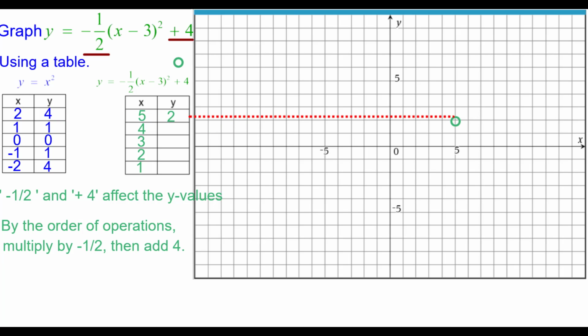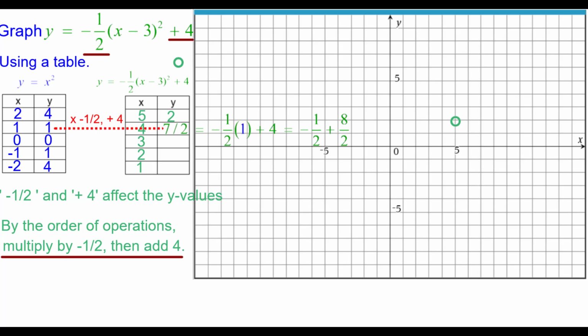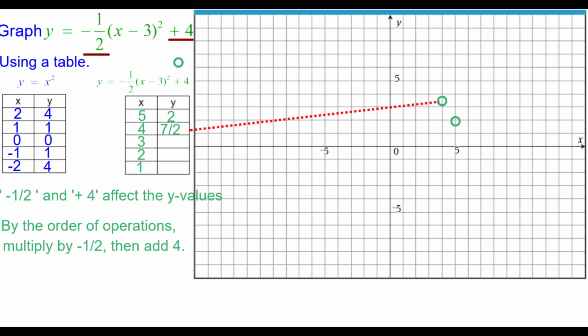And then we plot (5, 2). 1 times -1/2 plus 4. 1 times -1/2 is -1/2. Think of the 4 as +8/2, and when you add those two, you get +7/2. So plot over 4, up 3.5. So we ask that you finish these 3 points here, plot them, press pause, and resume when you're ready.